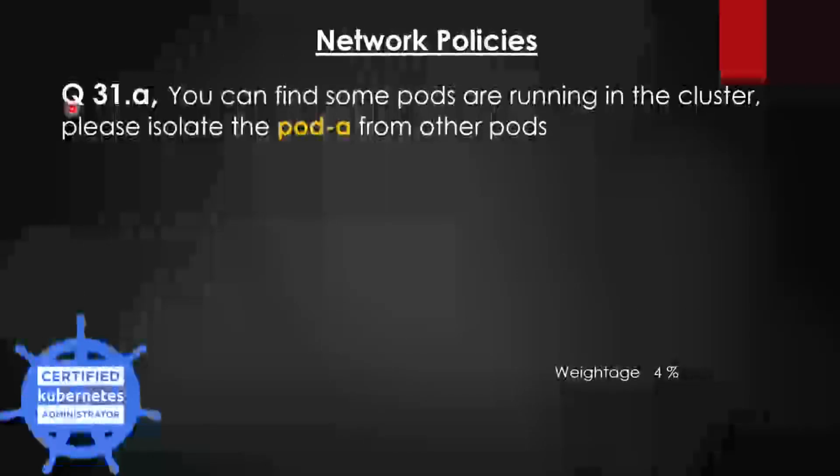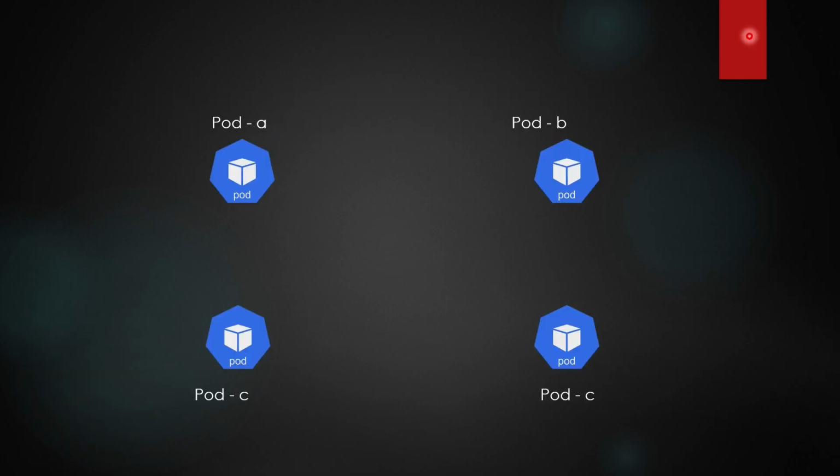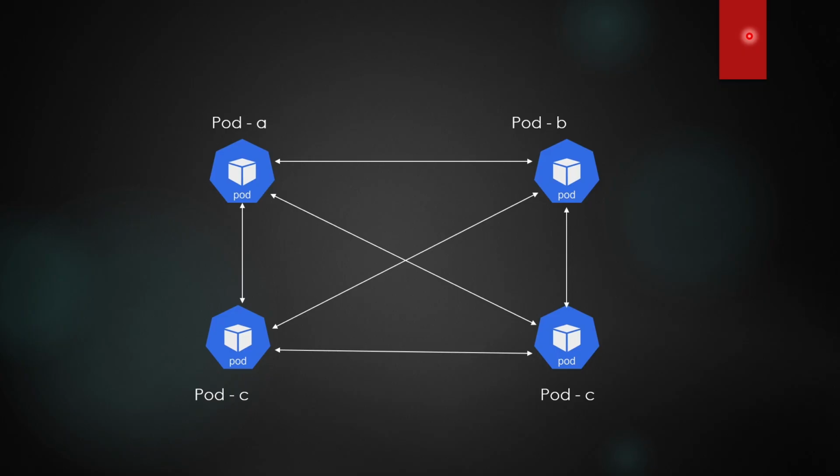The first question is, you can find some pods running in the cluster, and you have to isolate pod A from other pods. I will explain this question with the help of a diagram. As per the diagram, 4 pods are running in the cluster. By default, all pods can communicate with each other. As per the question, we have to isolate pod A from others. In order to achieve that, we have to apply an ingress and egress deny policy on the pods.